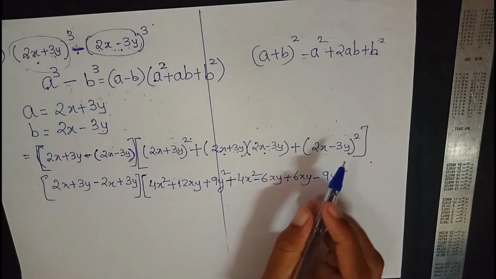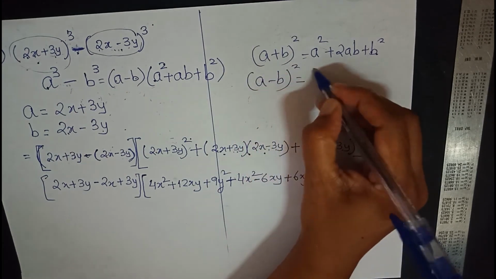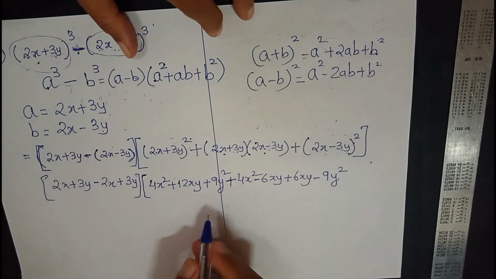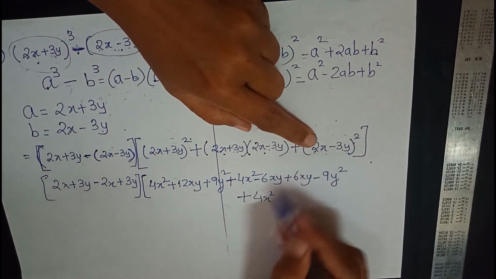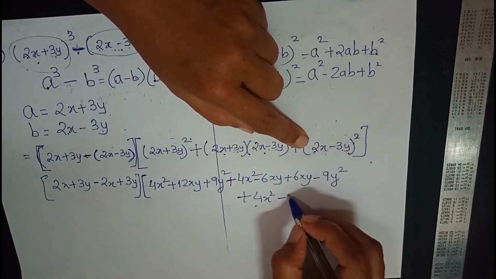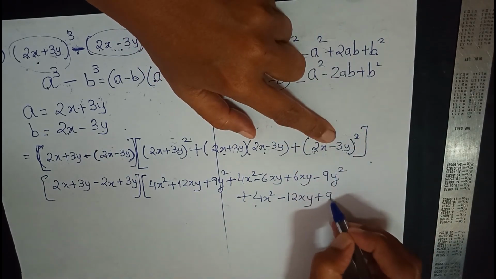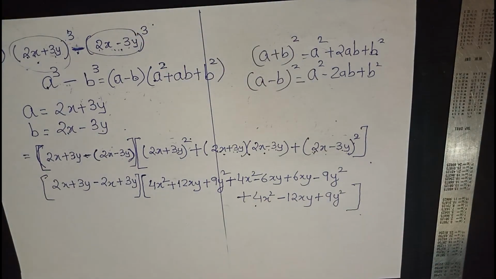Now the last part. A minus B the whole square. Formula: A square minus 2AB plus B square. So let's start. A square, 4x square, minus 2AB. 2 into 2, 4. 4 into 3 is 12xy. Last, plus B square. That is plus 9y square. So we have expanded each and every bracket.